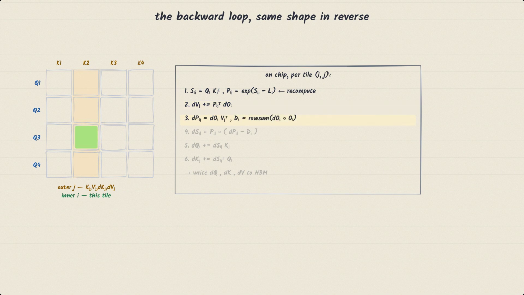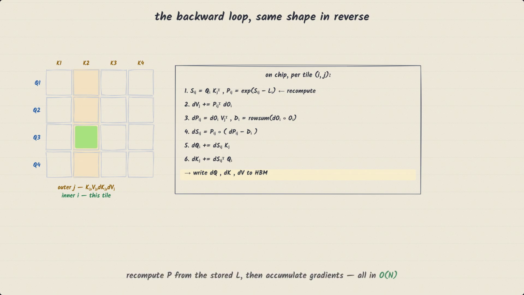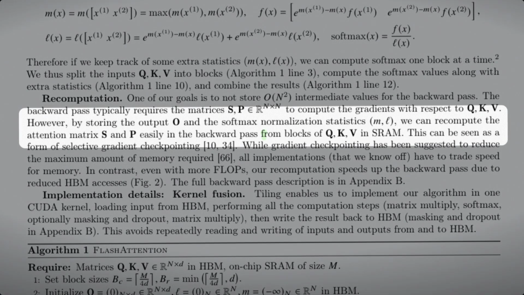Then accumulate. The value gradient gets P transpose times dO, compute dP, and that cheap little D, the row sum of dO times O, form dS. And push out the input gradients. dQ gets dS times K, dK gets dS transpose times Q. Each block's gradients accumulate across the loop, everything stays linear in memory, and you get exact gradients, without ever materializing the attention matrix. In their words.